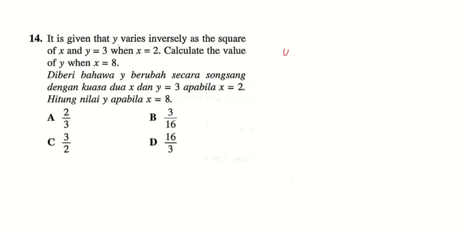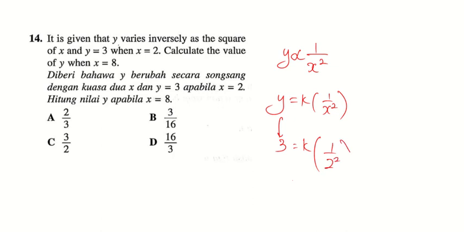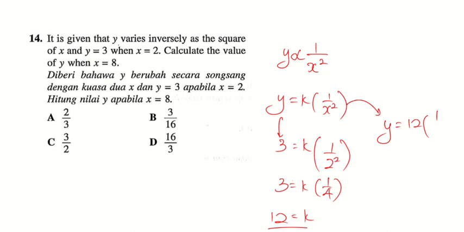It is given that y varies inversely as the square of x. Okay, y equals k times 1 over x squared, and y equals 3 when x equals 2, 1 over 4, k equals 12. So I know k equals 12, y equals 12 times 1 over x squared. Then I do the question. Y equals 12 over 8 squared. Then press calculator. I'm lazy to calculate. 12 over 64. Answer is 3 over 16. B, boy answer.